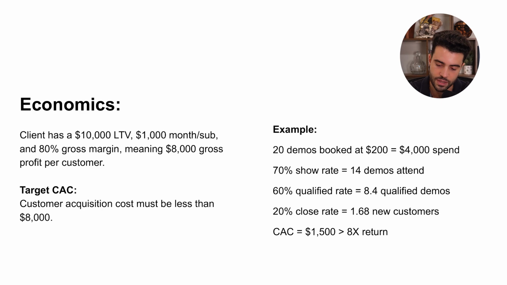So that all being said, let's just say, for example, the client comes to us and they have a $10,000 LTV, they have a $1,000 a month subscription, and out of that $10,000, they have an 80% margin, so they make $8,000, right? So that basically tells us that we want to make sure that their customer acquisition cost is less than $8,000, right? So ideally you want that to be in that $2,000 to $3,000 range, right? Because if it's $2,000, that means that's a 4x that they can expect.